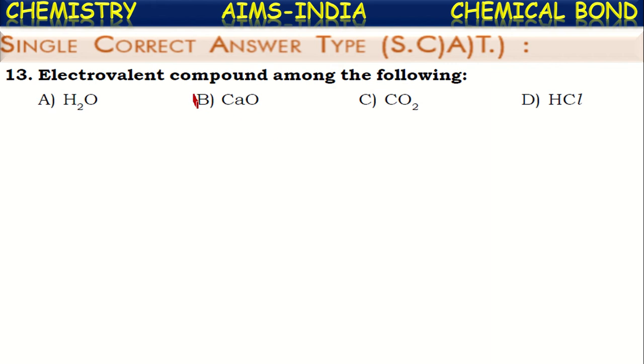Here it is, calcium oxide. In this, calcium metal loses electrons, whereas oxygen non-metal gains those electrons, and hence they result in the formation of an electrovalent or ionic compound. Whereas if you see the remaining, all are covalent compounds because they are formed between non-metal atoms. H2O, both are non-metals. Carbon dioxide, both are non-metals. HCl, in this also both are non-metals. So these all molecules are of covalent type. Only calcium oxide is an electrovalent compound.